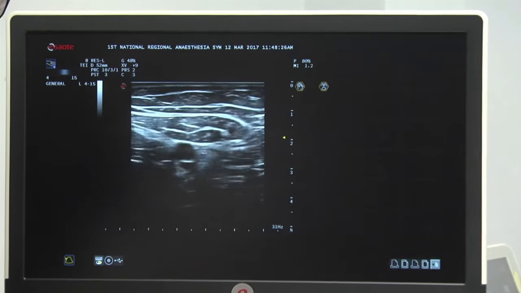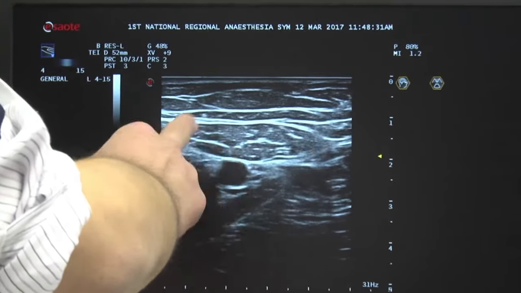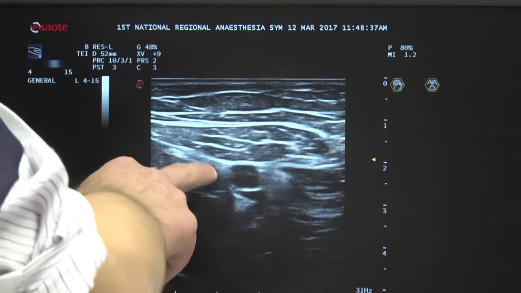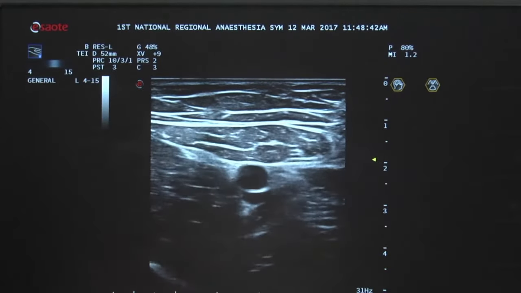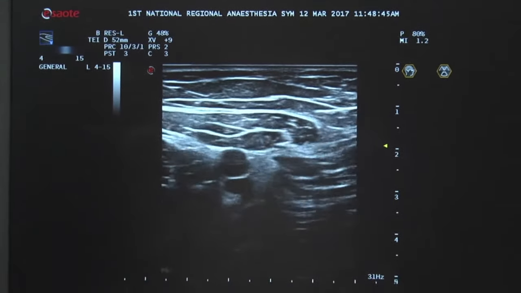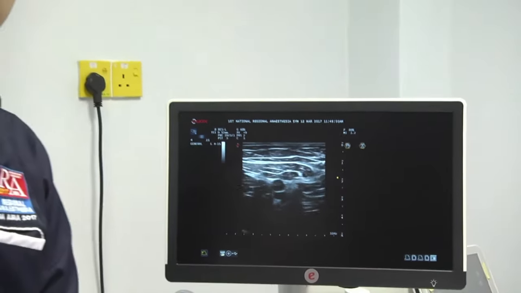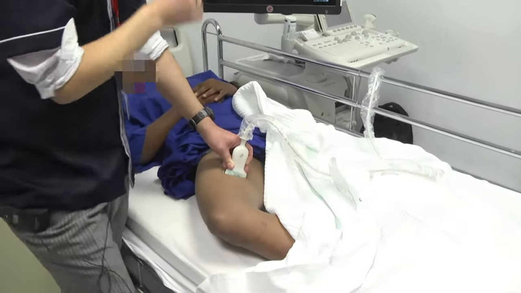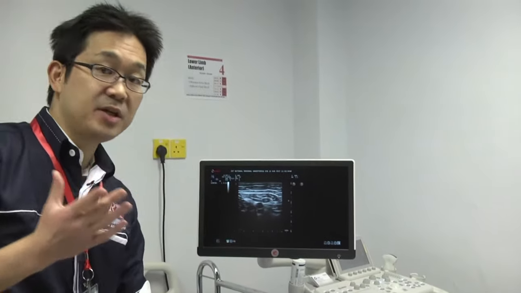And at the mid-thigh level, the artery is located at the midpoint of the sartorius muscle. And here you can see the nerve just lateral to the artery. Here, this one is the nerve. And this nerve contains both the saphenous nerve and the nerve to vastus medialis. The nerve to vastus medialis also innervates the anterior and the lateral capsule of the knee. That's why the adductor canal block works as an analgesia after knee surgery.